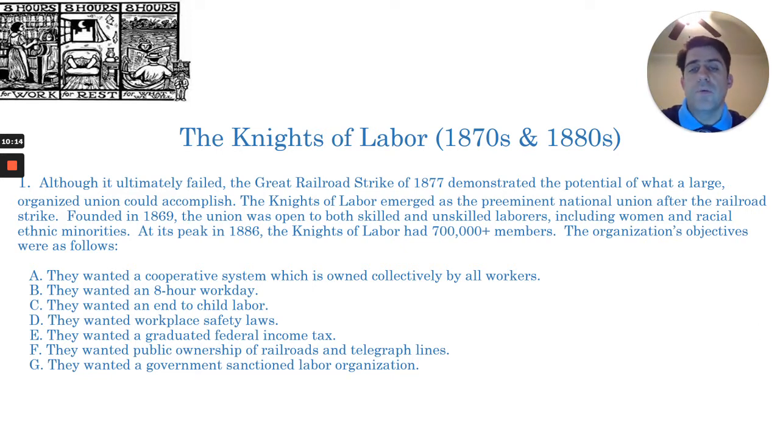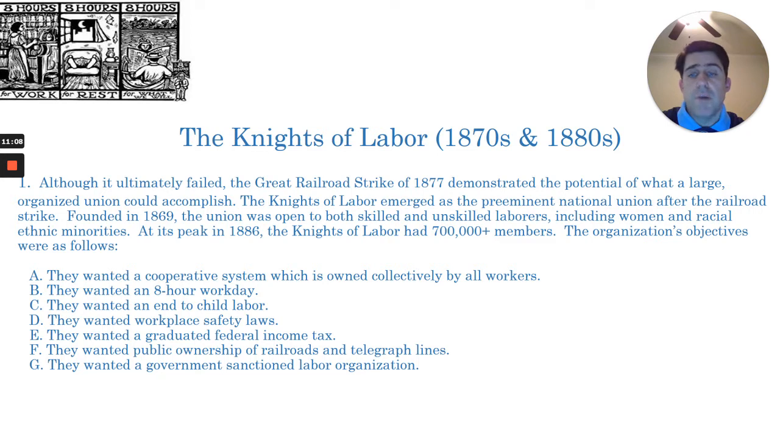In the wake of the Great Railroad Strike of 1877, the Knights of Labor becomes America's first really prominent labor union. It was founded in 1869, and it emerged as the preeminent national labor union after the railroad strike. The Great Railroad Strike of 1877, by the way, was the first major American work strike in the country's history. But as far as the Knights of Labor, it was a union that was very egalitarian. It was open to both skilled and unskilled laborers, including women and racial and ethnic minorities. At its peak in 1886, the Knights of Labor had more than 700,000 members nationwide.